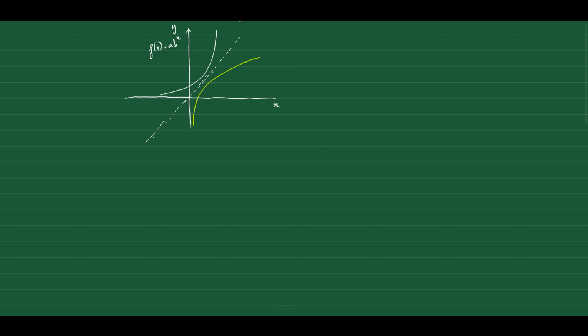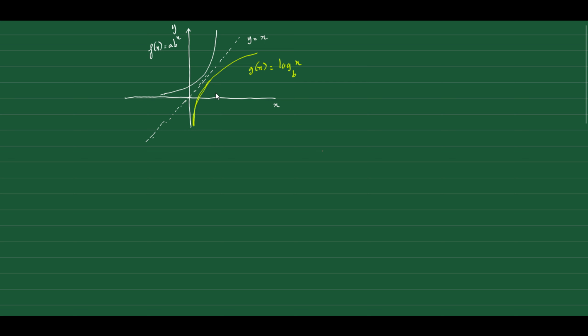I try to be perfect, but it's going to be like that. So this function over here, the yellow one, is the log function, and I'm going to call it g of x equals log base b of x. You see that these two functions are reflected about the line y equals x. So this is the line y equals x.